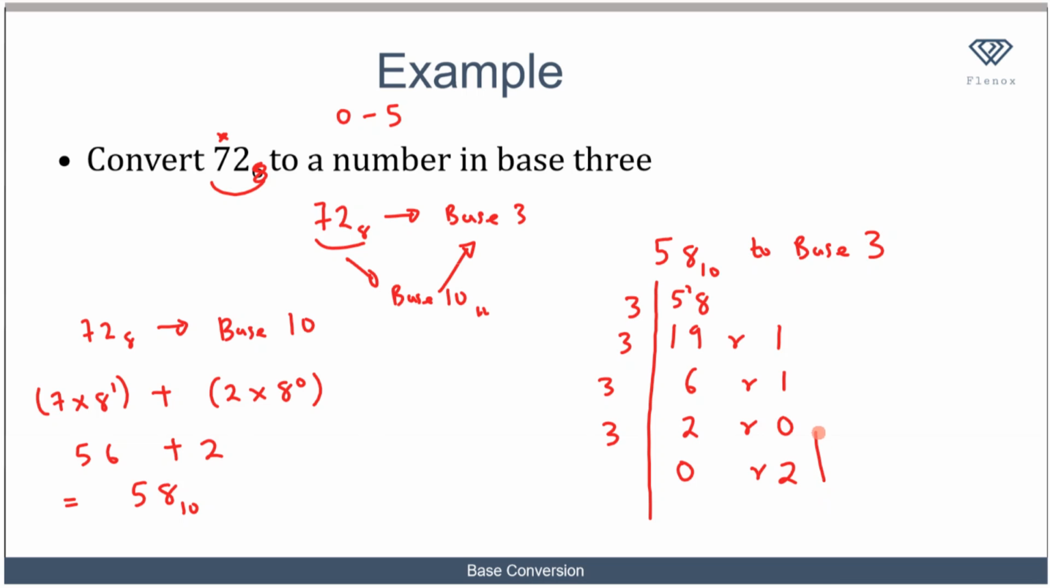Then I write out this number in reverse order. So I have 2011 in base 3. Therefore 72 in base 8 is equal to 2011 in base 3.